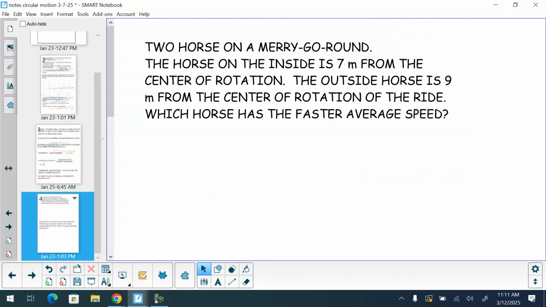Two horses on a merry-go-round. The horse on the inside is 7 meters from the center of rotation. The outside horse is 9 meters from the center of rotation. Which horse has the faster average speed?